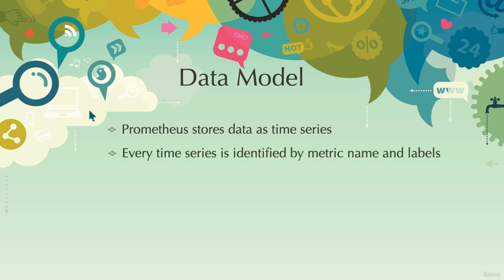So every time series in Prometheus is identified by a metric name and labels. And when we say a label, it is basically a key value pair. So every time series in Prometheus is a metric name, accompanied by one or more optional labels, or optional key value pairs.